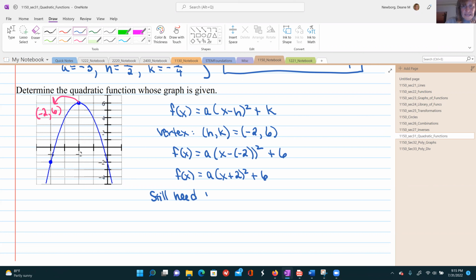We still need a, but I see that they have marked a point on the graph. So that means we should probably use that point. The x coordinate of that point is -4 and the y is -2. I'm just going to plug those in for x and y, but remember f of x is another name for y, and then I'll be able to solve for a. So in place of f of x, I'm putting the y, which is -2, equals a, and in place of x, I'm putting -4.